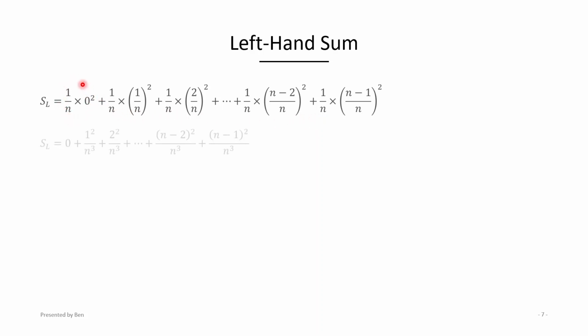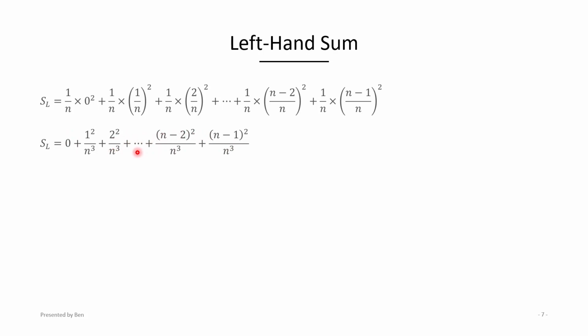For the first term, easy, it's 0. And for the second term, this is n, this is actually n squared, so we will have a cubic in the denominator, right? And for the numerator, it's only 1 squared here. And for this term, we can see n here, n squared here, so the denominator is the same, a cubic of n. And for the numerator, it's 2 squared. We do this one by one, and we will get a sum like this.